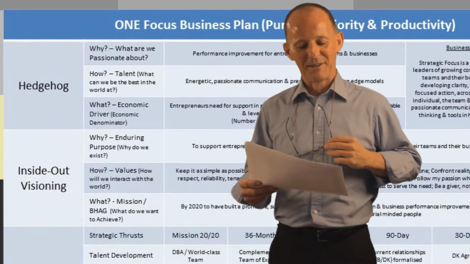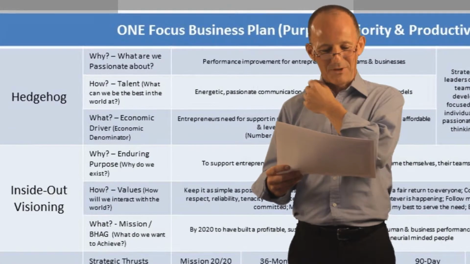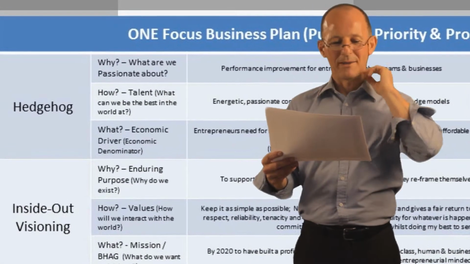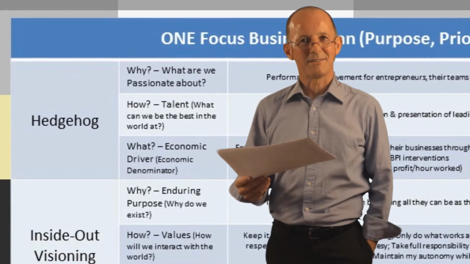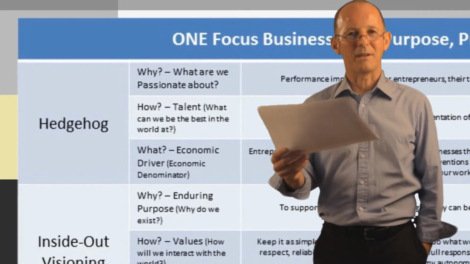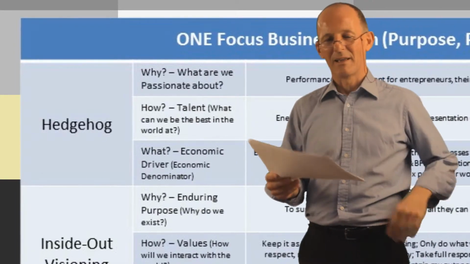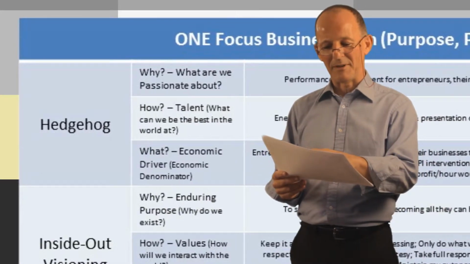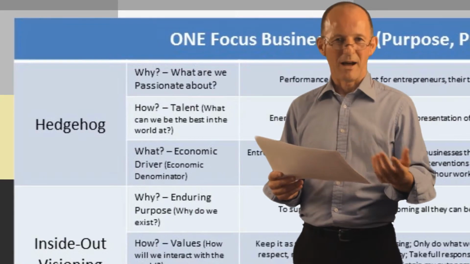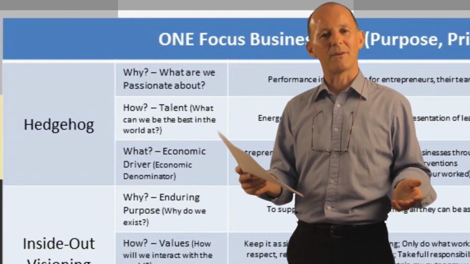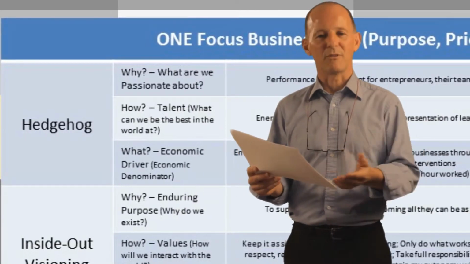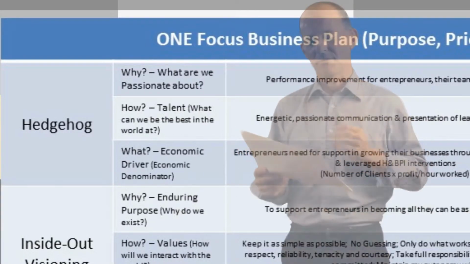You can see here there are three parts to our hedgehog, as we know. There is why, passion, how, world-class talent potential, and what, our economic driver or our denominator. And you can see here I've called this ABC Company 1, 2, 3 plan, but in fact I've extracted pieces from my own company's plan and put it in here as a working example, certainly for part of it, so you have a sense of how it flows.